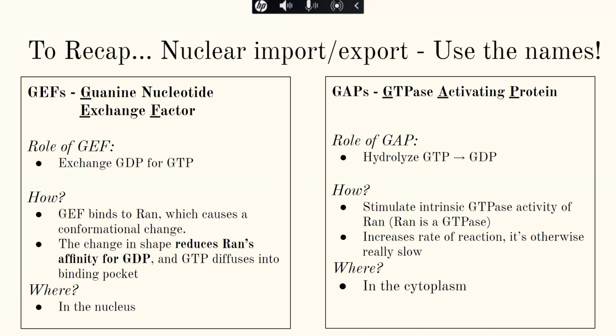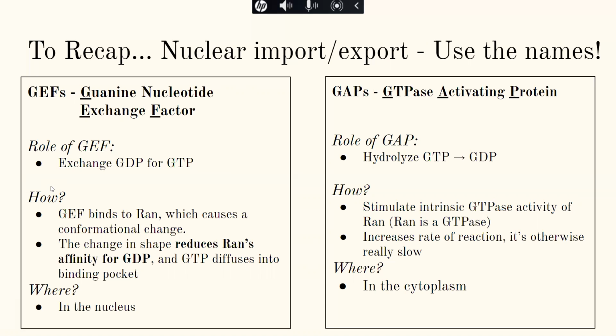So this is just a recap of nuclear import and export. Use the names. That's very important because you have these GEFs and GAPs that are easy to mix up. So GEFs are guanine nucleotide exchange factors. The role of GEF is to exchange GDP for GTP. And it does this by binding to RAN, which causes a conformational change. So the change in shape reduces RAN's affinity.